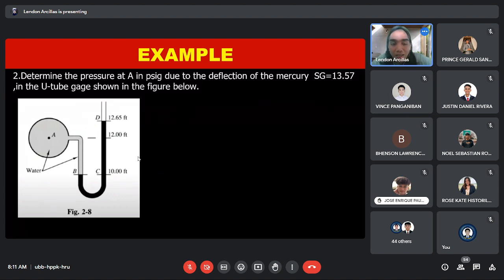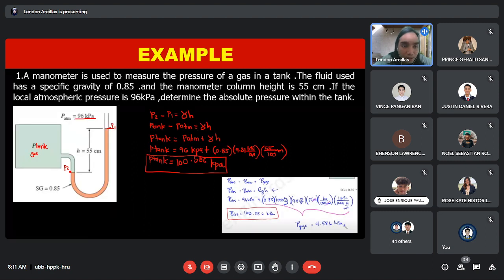Determine the pressure at A in PSIG due to the deflection of mercury. SG of the mercury is 13.57 in the U-tube gauge shown in the figure below. So, we need to find the pressure A. Since pressure A has water, dito pala yun. And pressure D. So, kanina, gas lang yun, diba? Ang gas natin, kinukonsider natin as zero. So, yun. Kaya, dito na tayo nag-measure ng pressure.